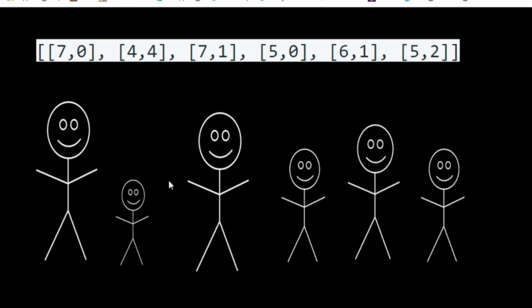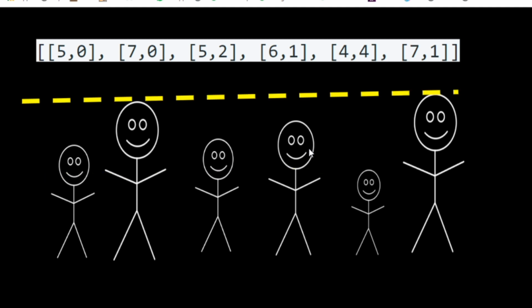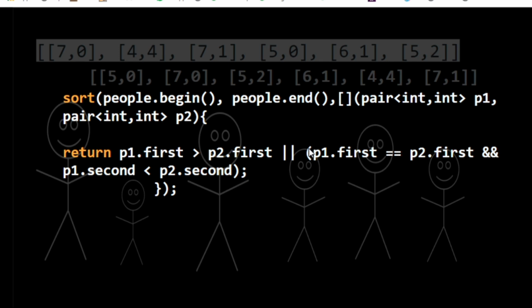So we have to make a queue something like this. For this input, we have the person having height 5 and 0 people in front of him. Then for the person having height 7, we have 0 people in front of him. Then for the person having height 5, we have 2 people who have height equal to or greater than his height. Then for the next, we have only 1 person. Next, for the 4, that is the smallest one, we have all the people that have height equal to or greater than his height. Then for the person having height 7, we have only 1 person that has height equal to 7 because that's the maximum height. So we can see that we are sorting on the basis of height firstly.